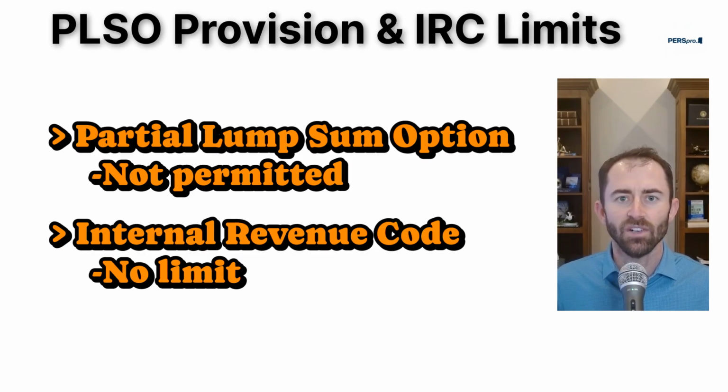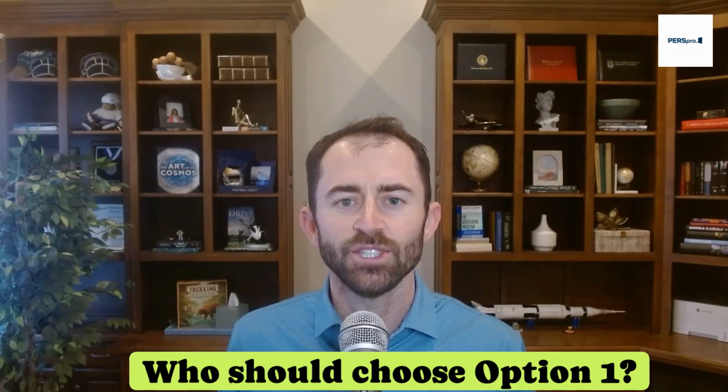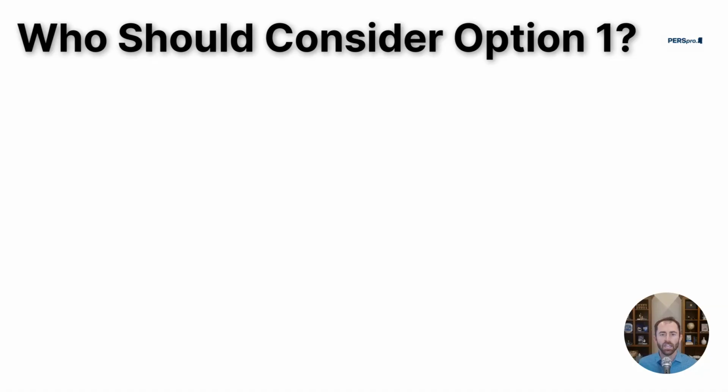Since this is a single life benefit, Internal Revenue Code 401(a)(9) usually does not limit your benefit amount under option 1. So, who should choose option 1? Retirees that are looking for a single life annuity but don't need the highest monthly benefit amount available under the maximum retirement allowance option. Here are some examples of situations where a retiree should consider option 1.